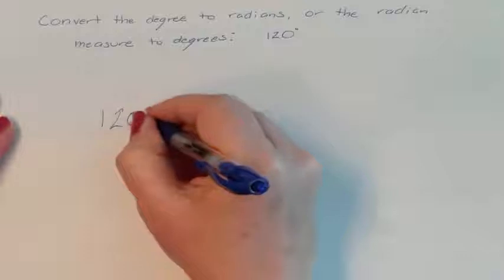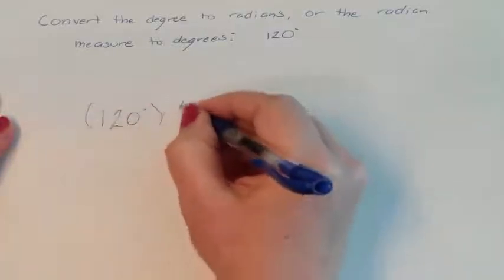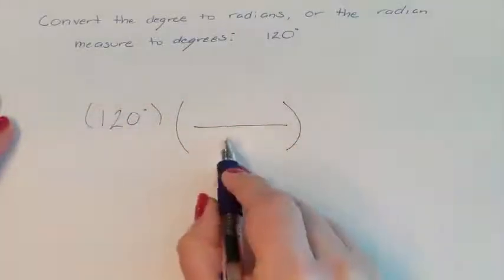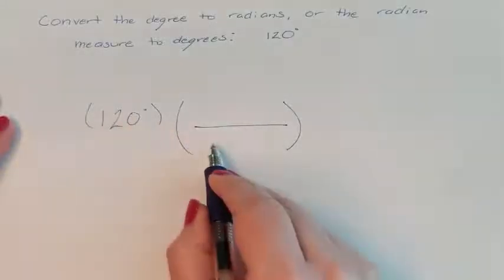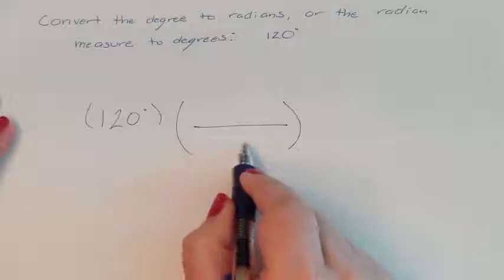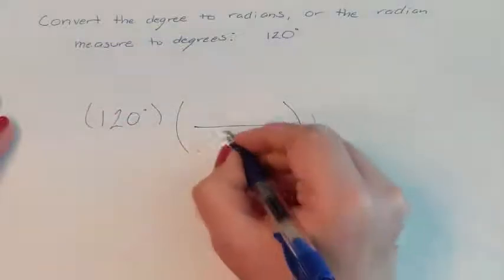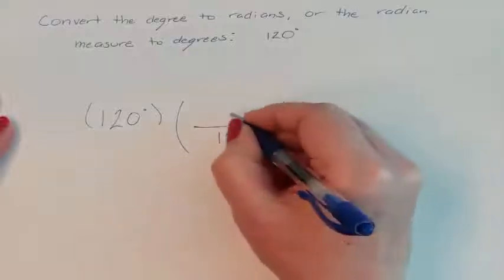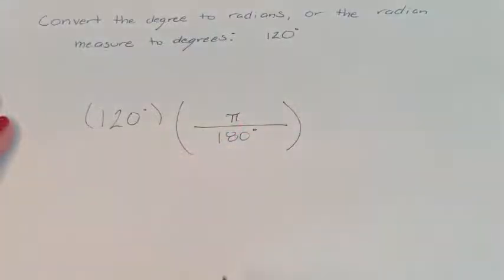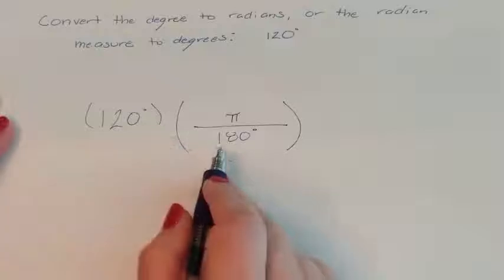So I have 120 degrees. I need to multiply 120 degrees by a common ratio. If degrees are in the numerator, I need the degrees to be in the denominator so they will cancel each other out, which means the 180 degrees part of the ratio needs to be on the bottom, which means the numerator needed the radians. So this is the ratio we're going to use for this problem.